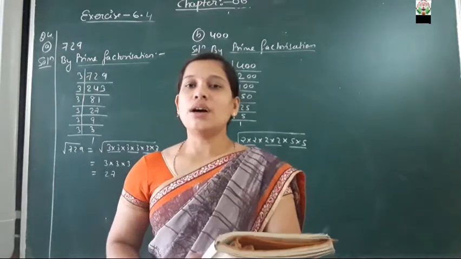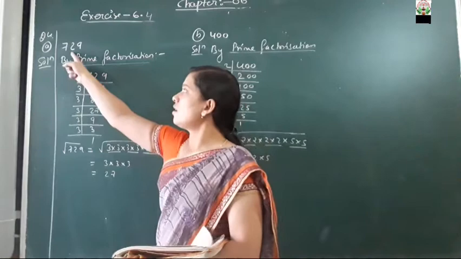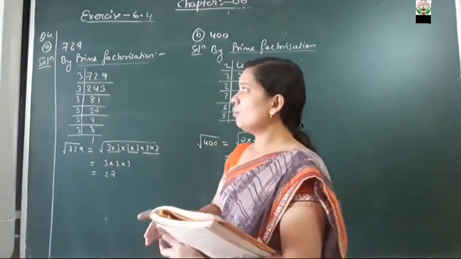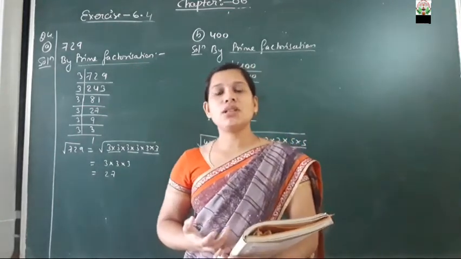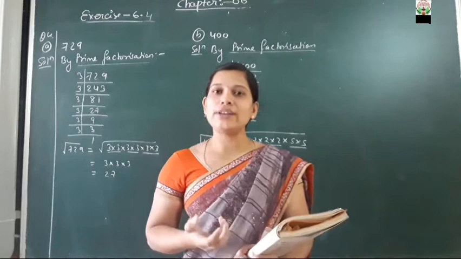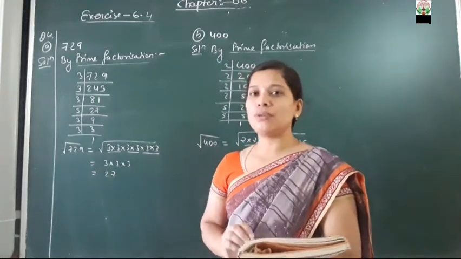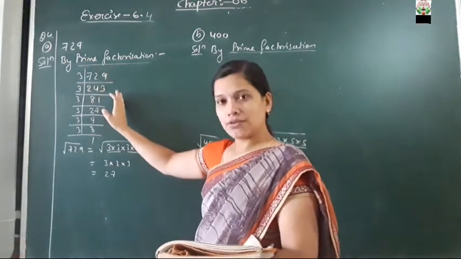So here what we have to do? We have to find the square root of 729 by using the prime factorization method. So what is the prime factorization method? We are going to find the factors of that particular number whose square root is to be found. So here is the number 729, whose factors we are going to find.